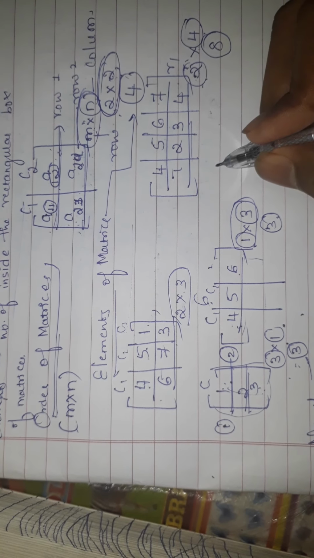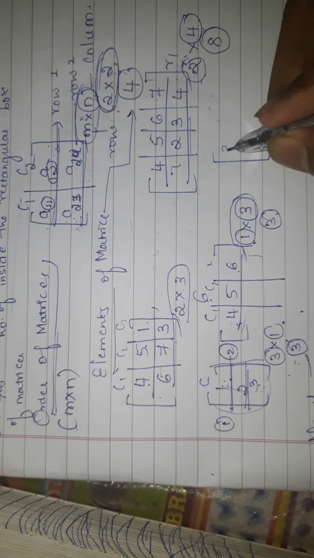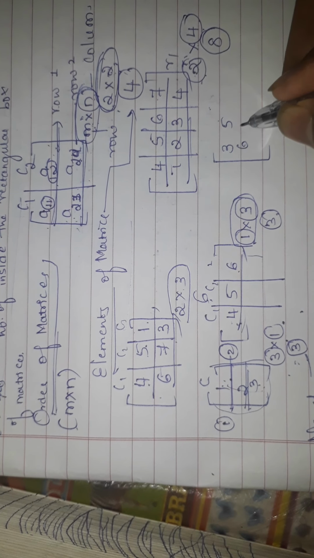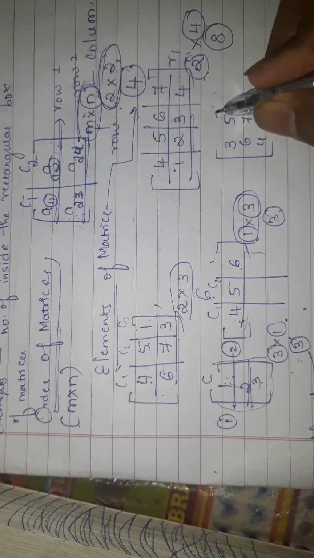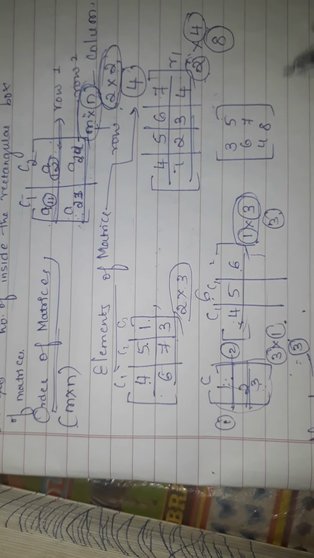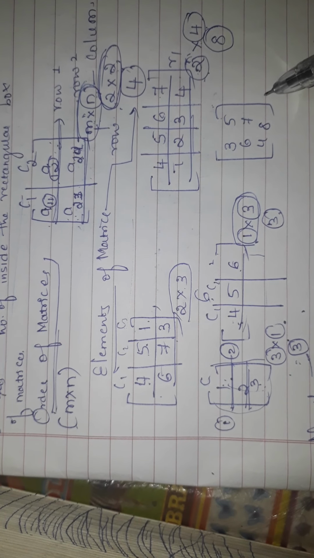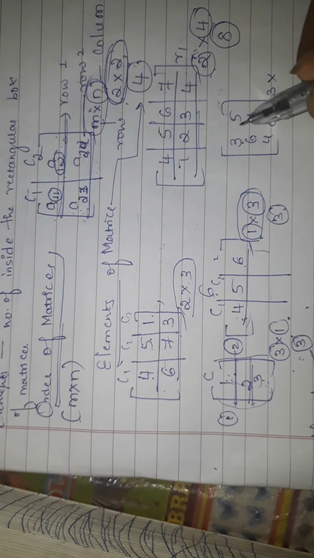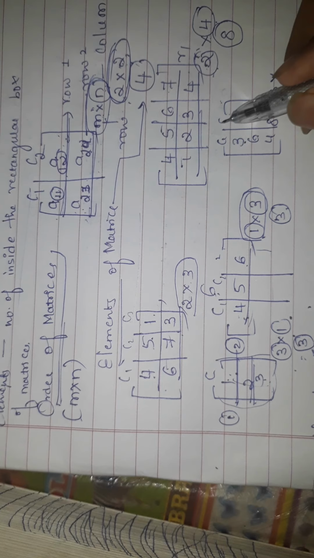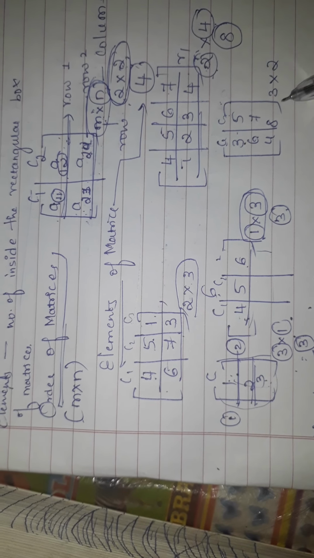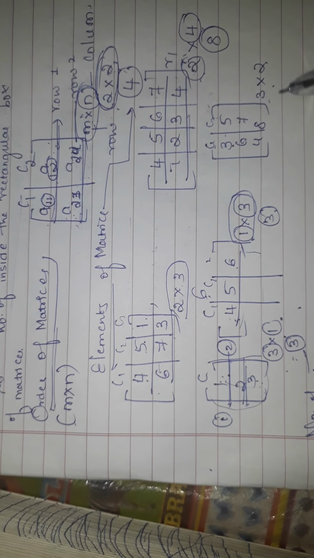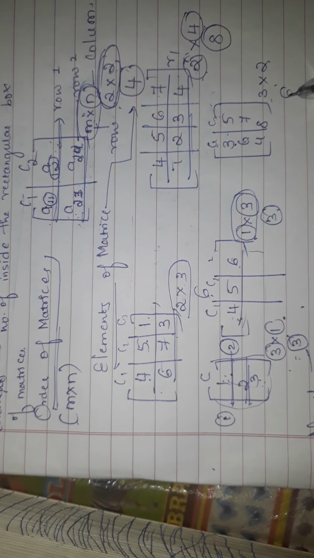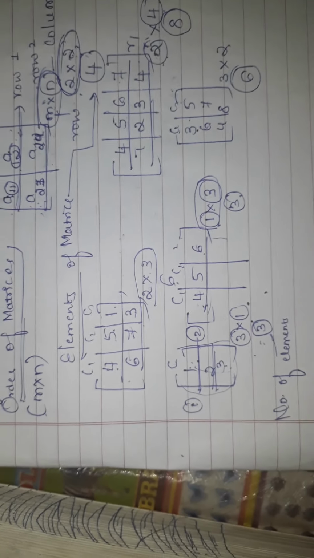Okay, if I go with this, 3 5 6 7 4 8, what is the order of the matrix? See, there are 3 rows, 1 2 3, and C1 C2, 2 columns. So this is 3 into 2, the order of the matrix. And how many elements do you have? 3 twos are 6. This is clear to you.